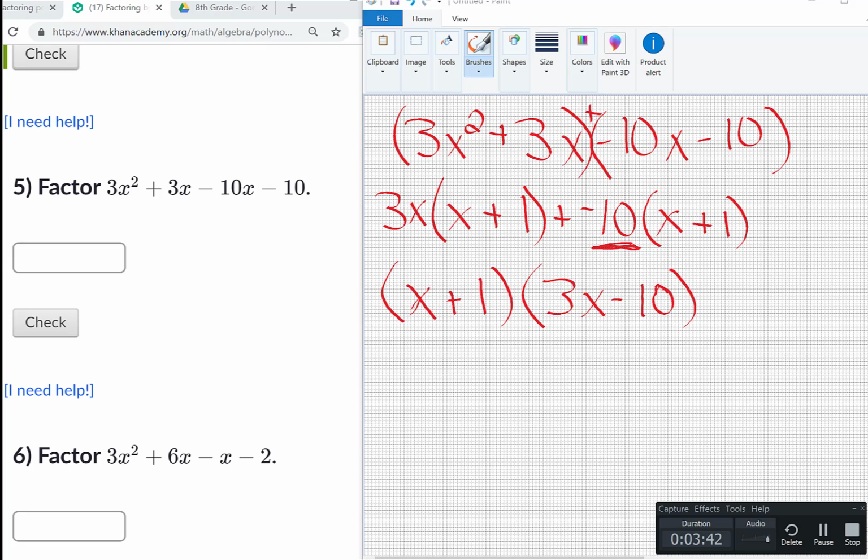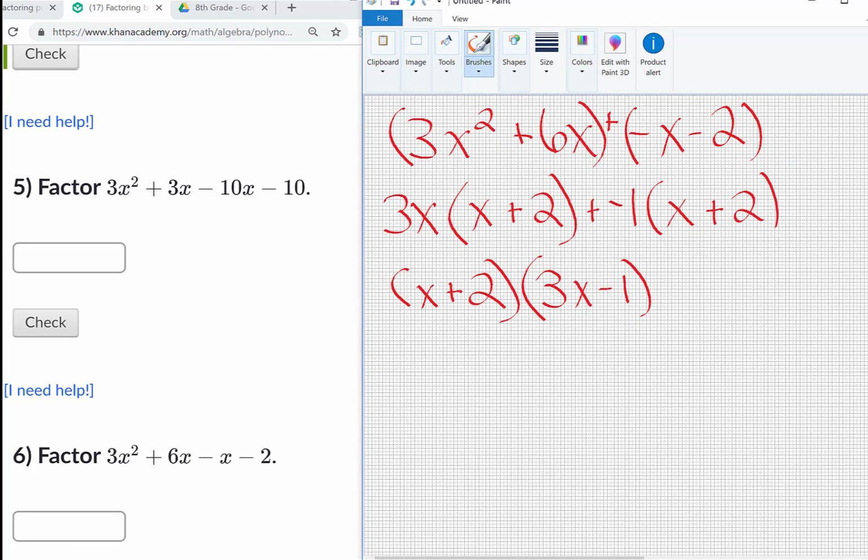And in this case, again, you end up with just taking out negative 1 from the second binomial, and then it allows you to get x plus 2 as a common term, or a common factor, and then you can set it up and get it completely factored.